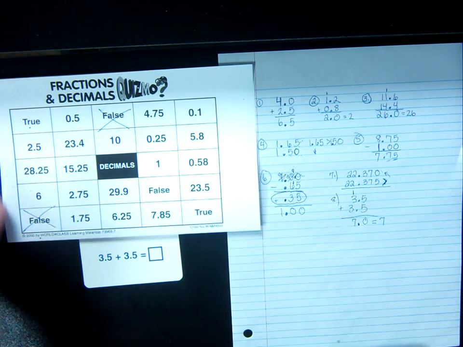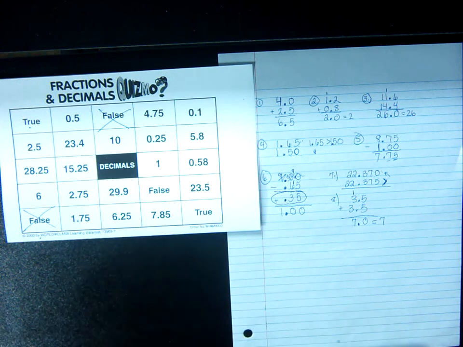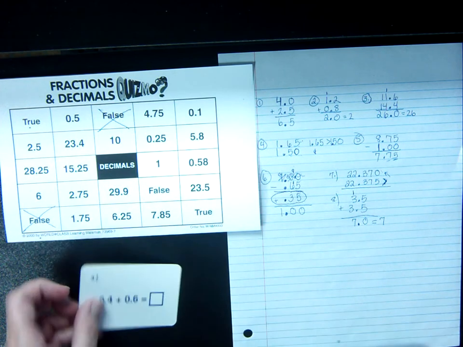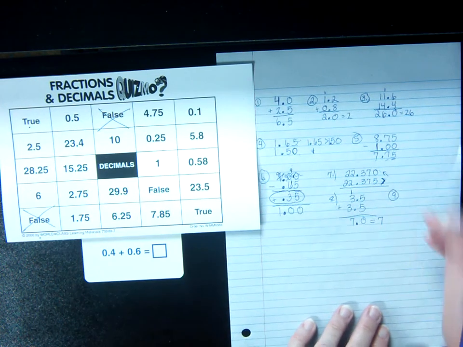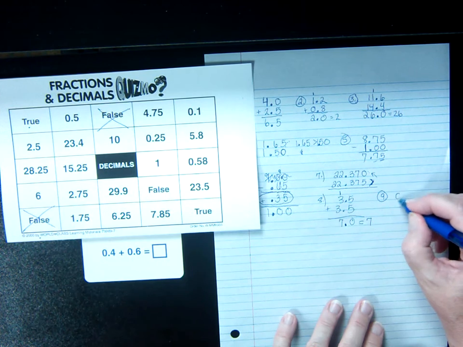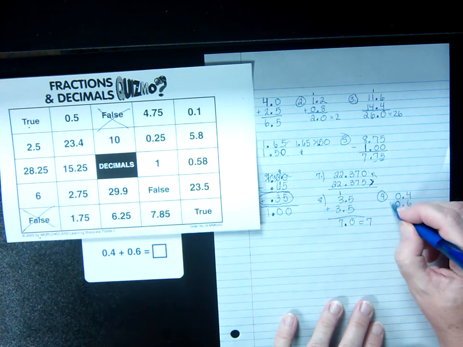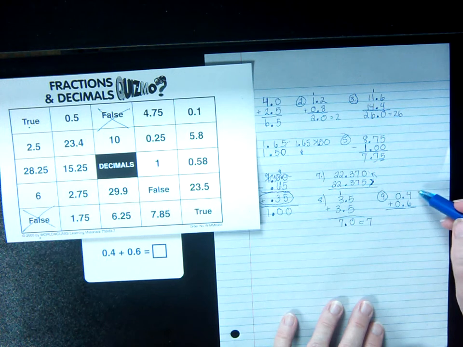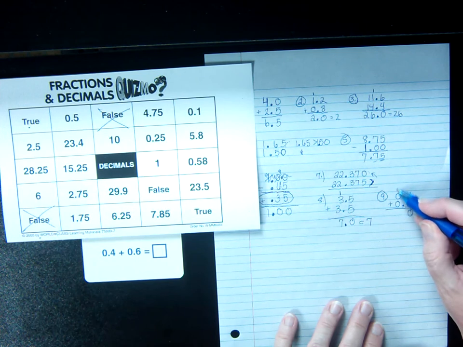So I'm looking on my paper. No luck for me again. So I need to hope that maybe the next couple will help me out. All right, so let's take a look at this one. Here I have number 9. Number 9 says 0 and 4 tenths plus 0 and 6 tenths. Okay, I'm going to add straight down, and we have 4 plus 6 is 10. Add straight down, I get 1.